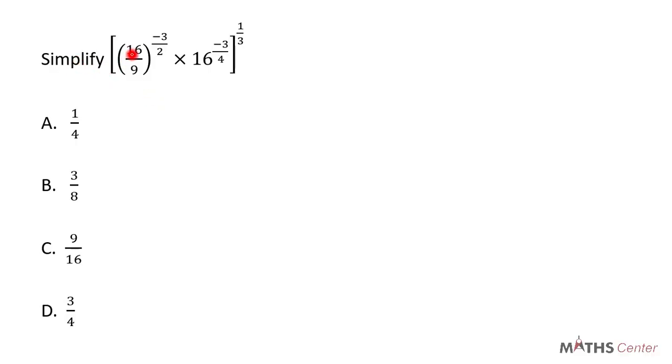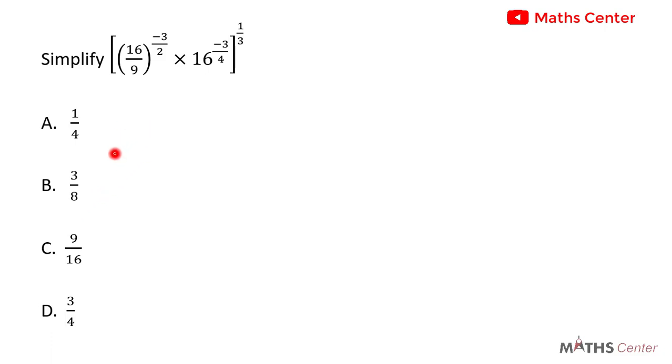Simplify (16 divided by 9) exponent negative 3 divided by 2 times 16 exponent negative 3 divided by 4, all exponent 1 divided by 3. This is a multiple choice question, and so you solve the question, and after that you pick the correct option.